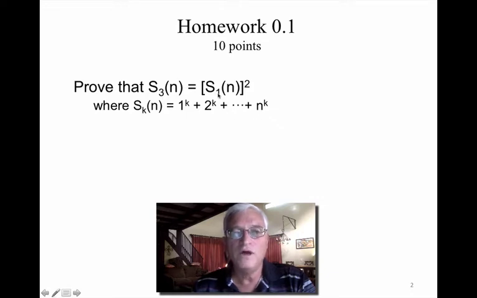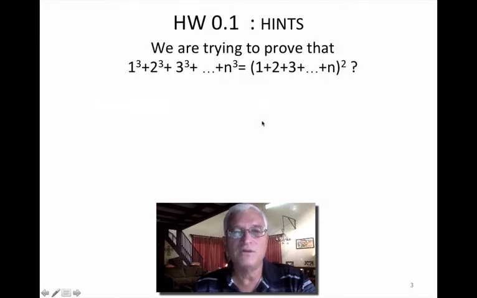Now S sub 1, which we call just S, or S sub n in the lecture, is the sum of integers. Why is that? Well, S1 of n is 1 to the first power plus 2 to the first power plus up to this arbitrary stopping point n to the first power, which is the same thing as just saying 1 plus 2 plus 3 up to n. So that's the homework problem. So let's get started on solving it. We're only going to cover some hints to get you off on the right track.